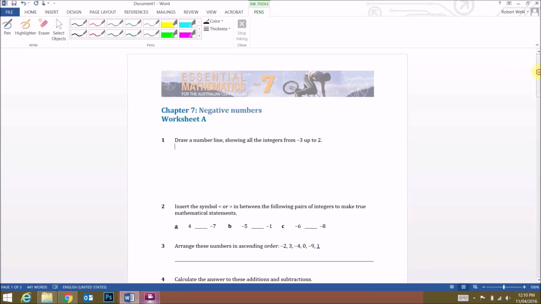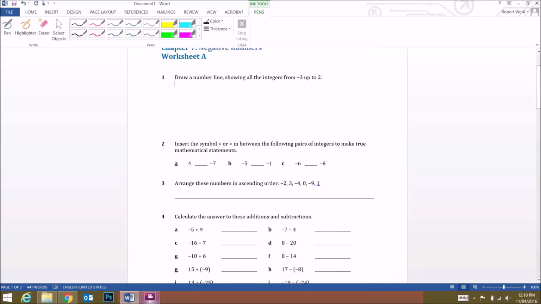So let's get into this worksheet. Question 1 is draw a number line showing all the integers from -3 to 2. So I want to start here at -3. Draw that in, and I'm just going to start drawing my line. And I've got to show all of the integers up to 2.